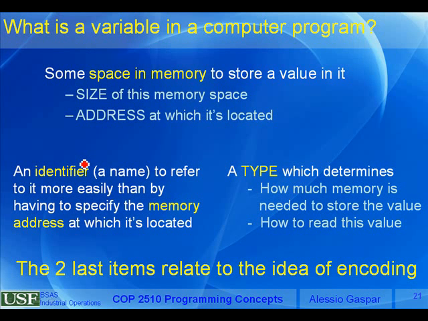So let's try to do this. First definition: a variable is some space in memory used to store a value in it. This means that a variable is located somewhere in memory.